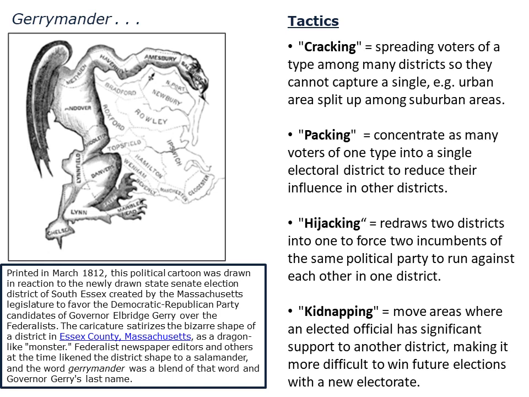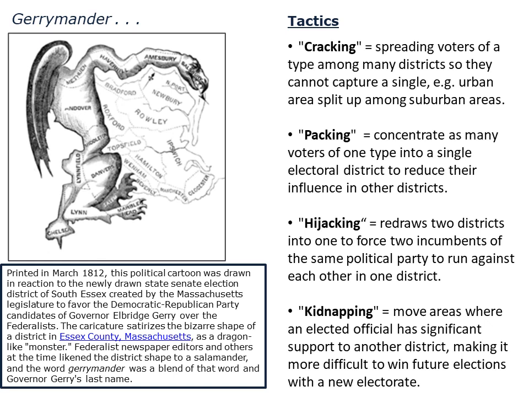Packing: concentrating as many voters of one type into a single electoral district to reduce their influence in other districts. So cracking and packing go together. You pack your opponent's voters in one district and then spread the rest among the remaining districts. And so they gain that one packed district, but not the numerous cracked districts.